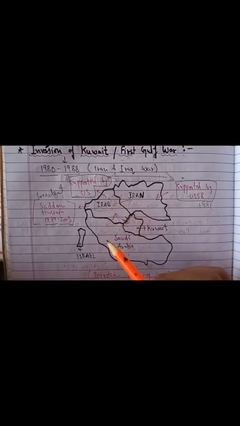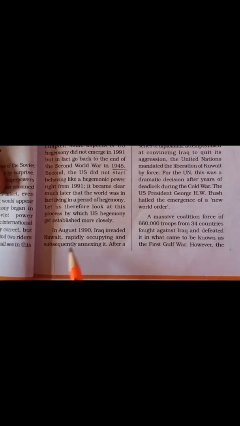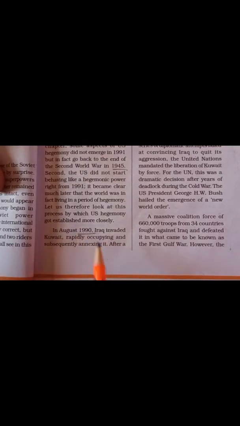So let's see what was going on in this region, and how the US intervened in the politics or the conflicts of these places. Now we are talking about the topic, the invasion of Kuwait. In August 1990, remember the date please, during the disintegration of USSR, Iraq invaded Kuwait.